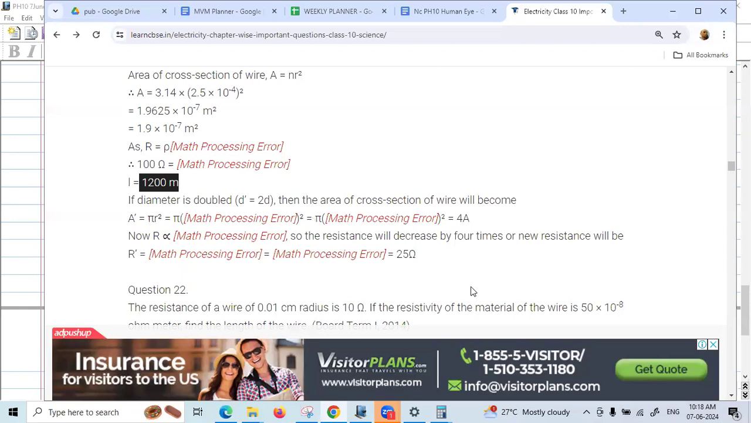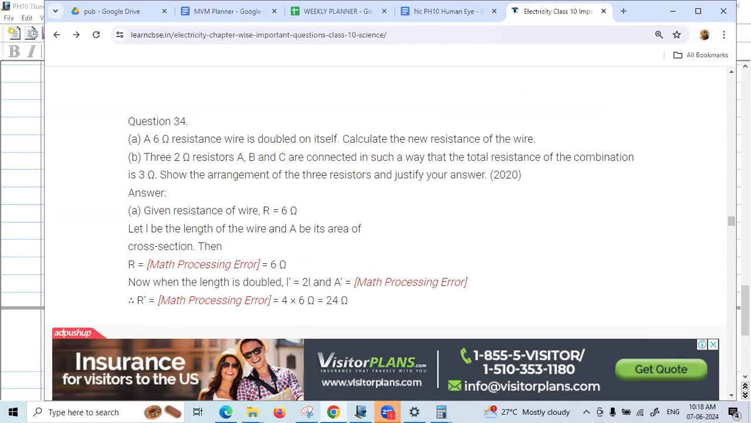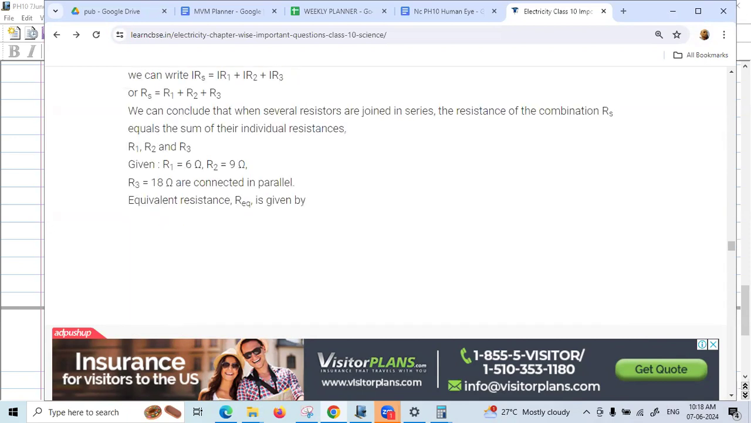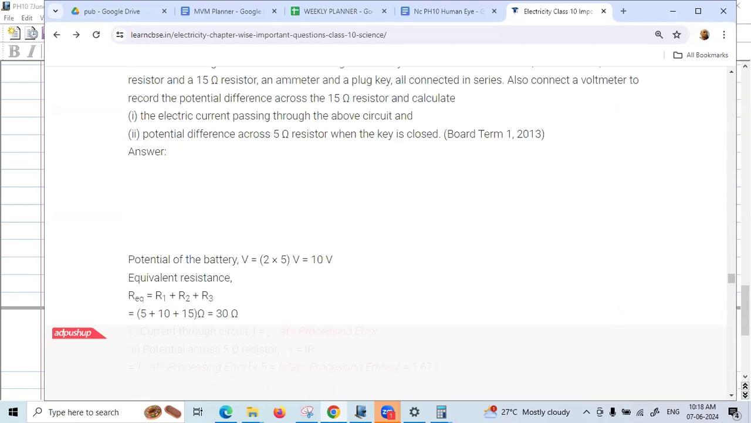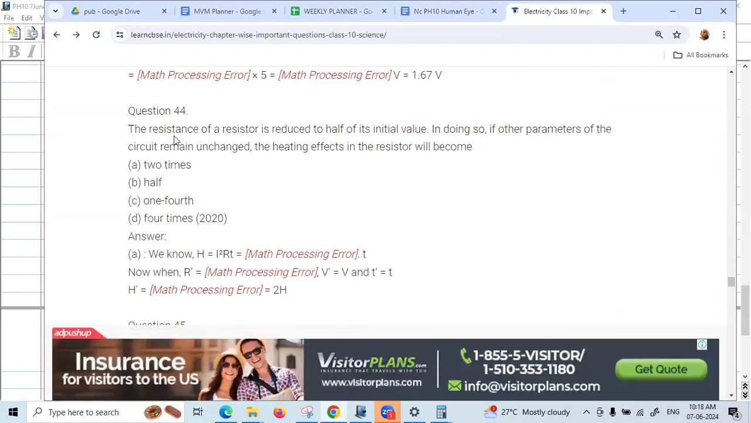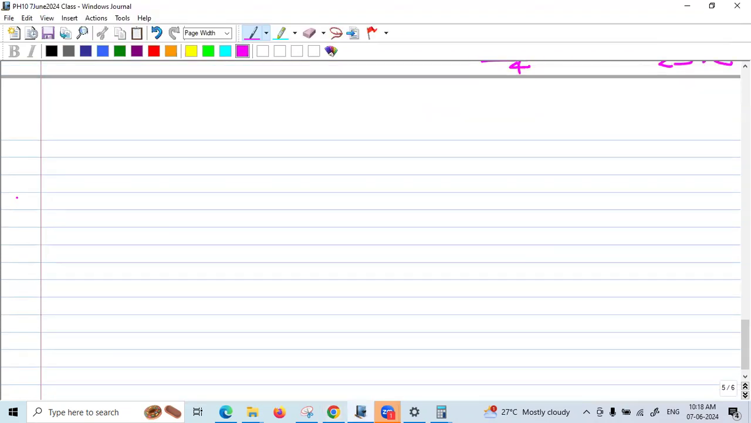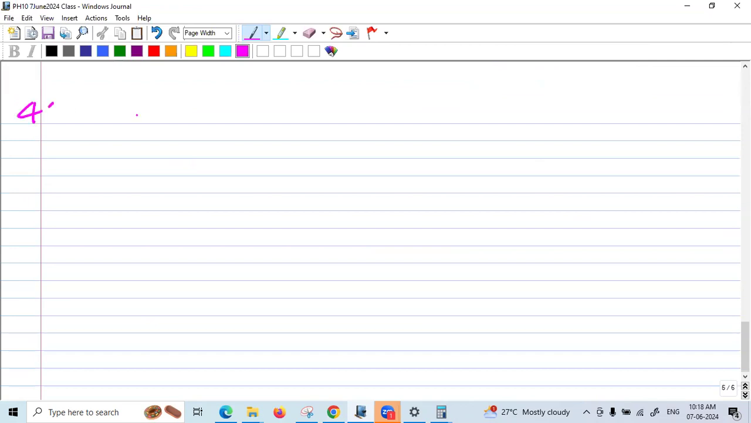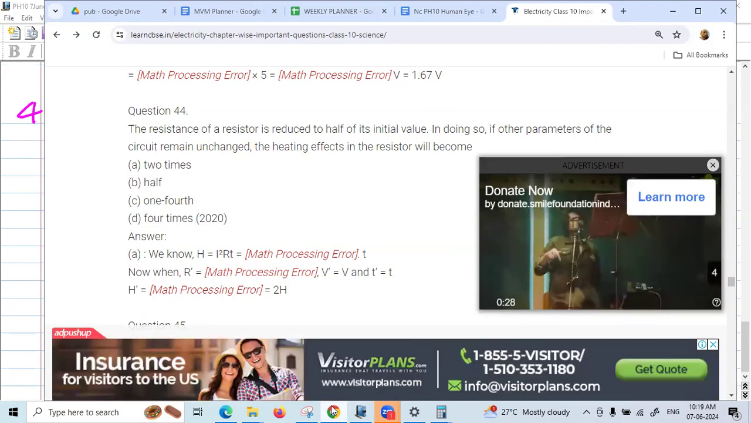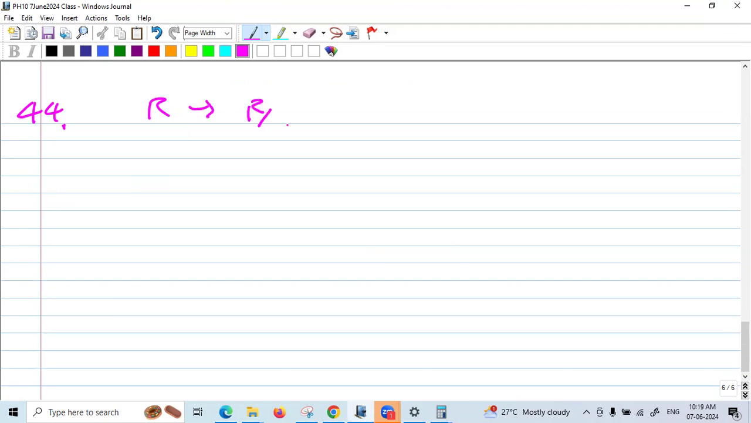Okay, next is question number 44. This one. Resistance is reduced to half of its initial value, with the other parameters remaining unchanged. So resistance is reduced to half. Right? So R I'm reducing to R by 2. Okay. So basically the resistance will be connected across a voltage source. It will be fixed.